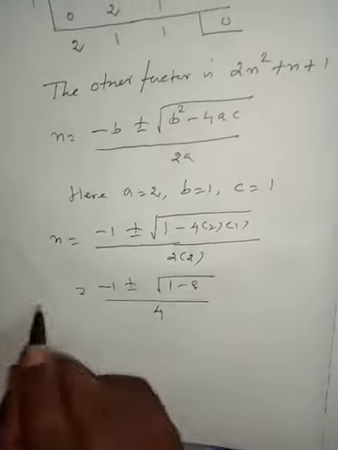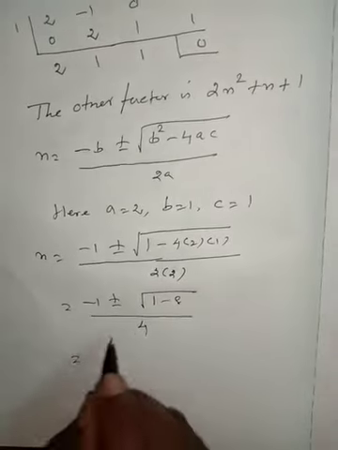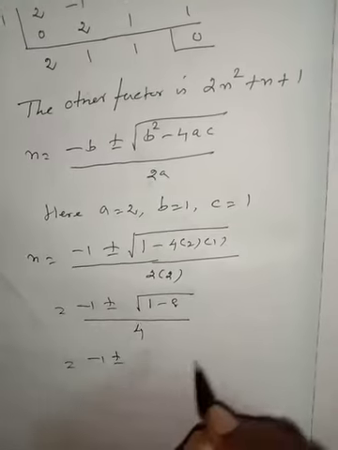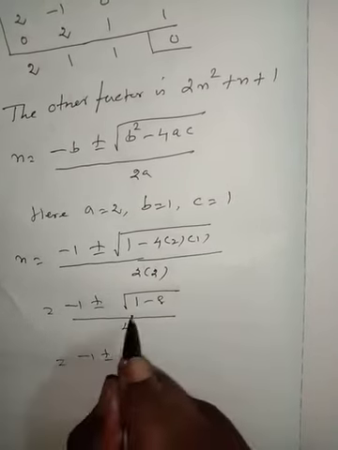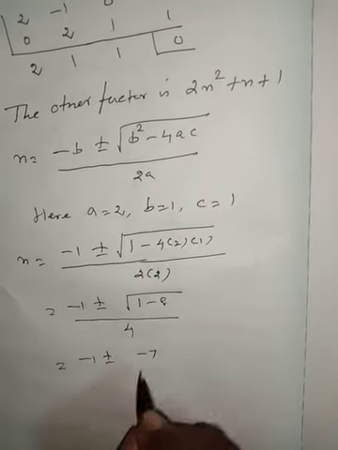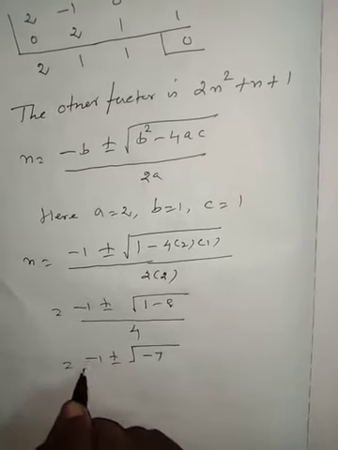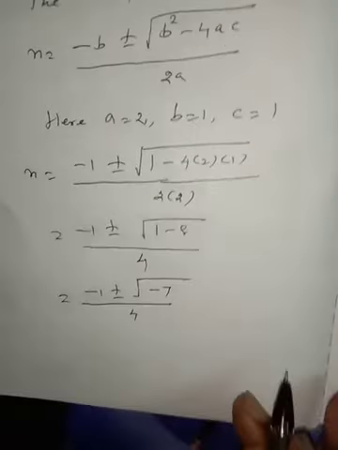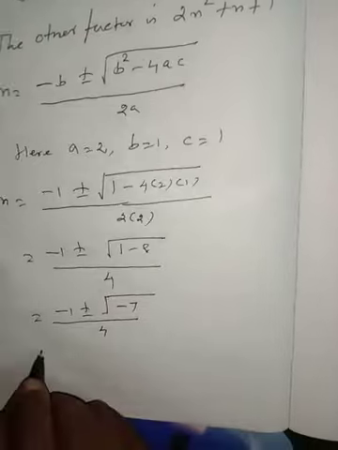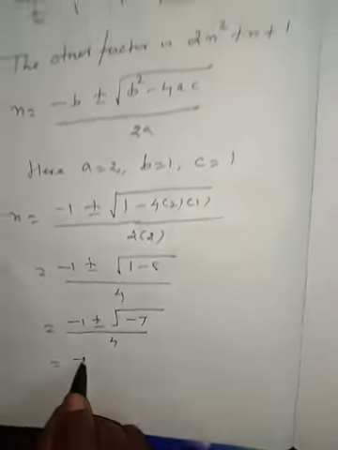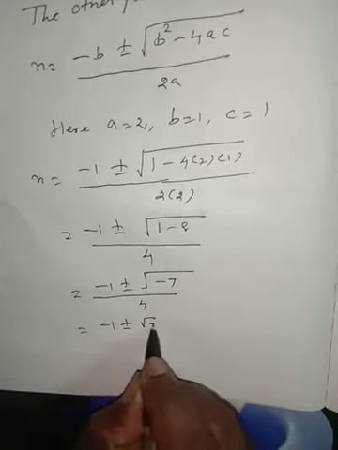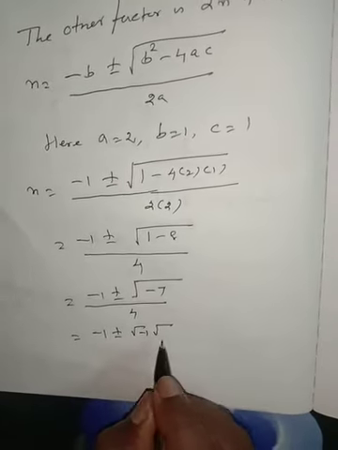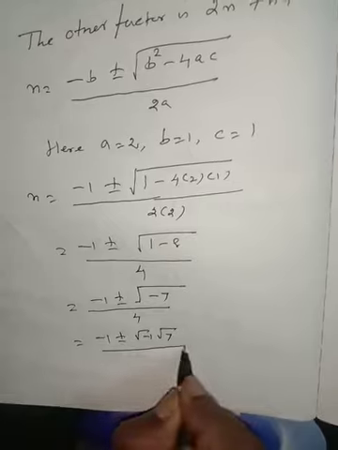Now minus 1 plus or minus root of minus 7, divided by 4, is equal to minus 1 plus or minus root of minus 1 into root of 7, divided by 4.